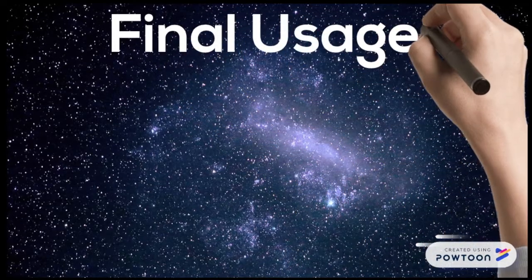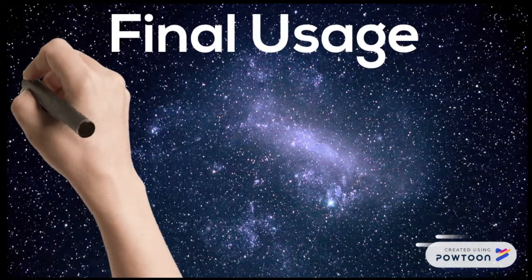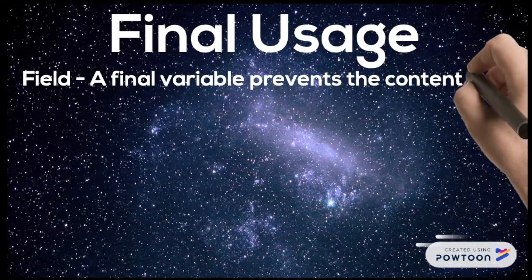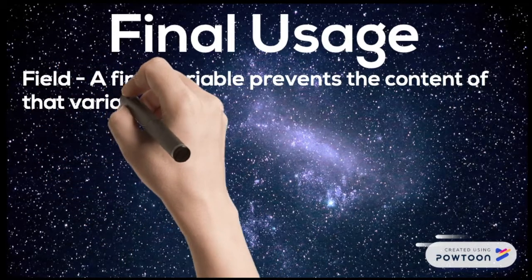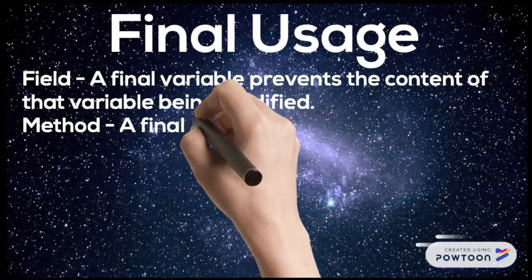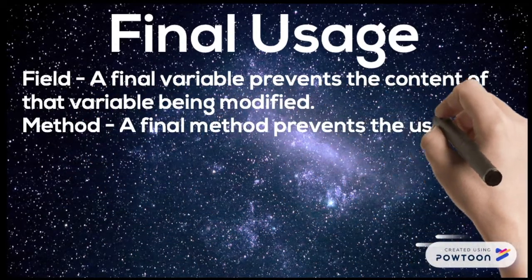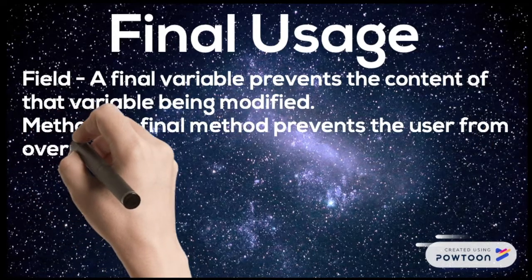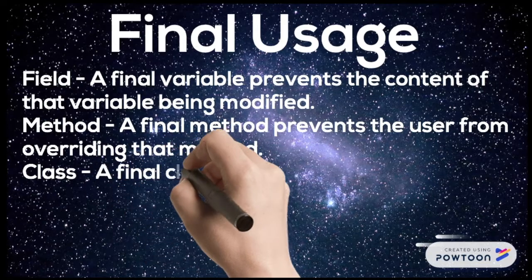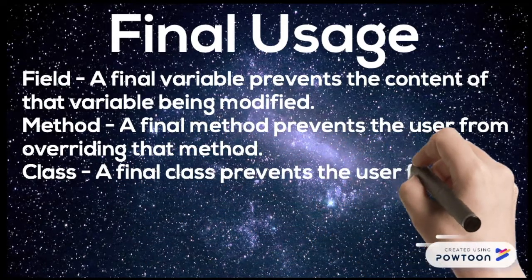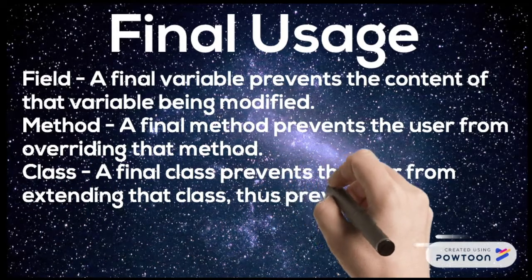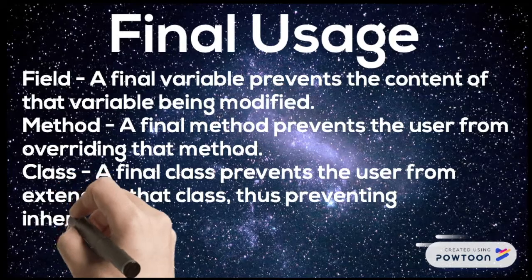Let's have a look at the final usage. Field: a final variable prevents the content of that variable being modified. Method: a final method prevents the user from overriding that method. Class: a final class prevents the user from extending that class, thus preventing inheritance.